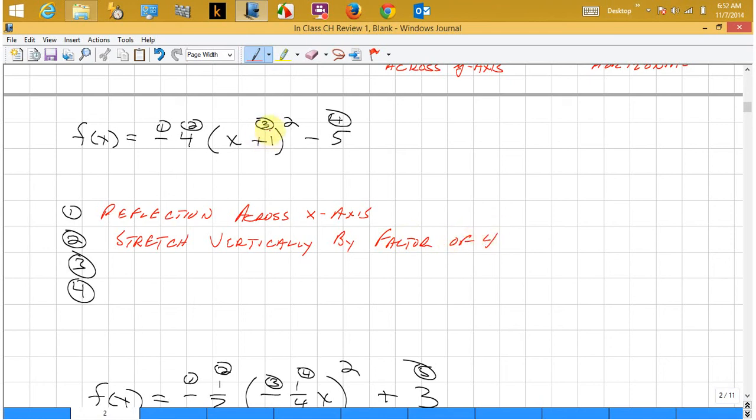Then we have this plus 1. Now remember, when it's dealing with the x, it would be actually the opposite side. That's h, right? So we've got h is equal to a negative 1. So that's going to be a shift to the right 1 unit. And then lastly, we have the fourth thing that's going on here, and we can see that's the k value. That's a negative 5. So that's a shift down 5 units.